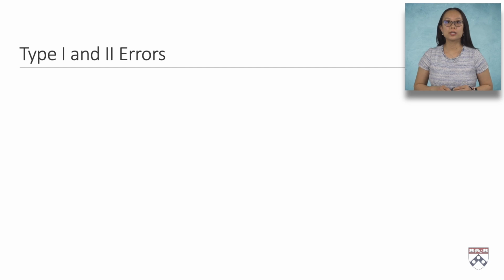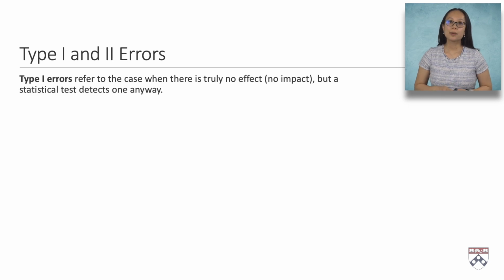So in addition to statistical power, which is again a key component of establishing statistical conclusion validity, the second component has to do with something called type 1 and type 2 errors. Type 1 errors refer to the case when there is truly no effect, meaning that if we were to examine the difference between a treatment and a control group, there is actually no difference, so there's no impact. But in the situation where a researcher might conclude that there is an impact, this is one in which the statistical test is sensitive to a type 1 error.